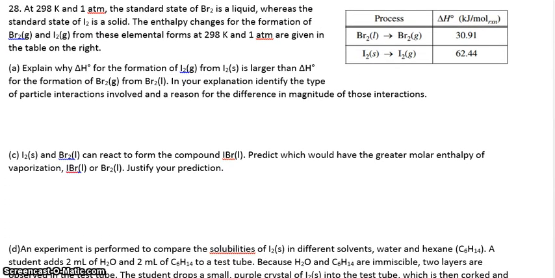Right. So we have ourselves two processes given to us on the right. The standard state of bromine is a liquid, whereas the standard state of iodine is a solid. We know that from the periodic table. Enthalpy change for the formation of Br2 and I2 from these elements are shown on the right. Now this shows us just the becoming a gas in both cases. Notice we begin with liquid to a gas, solid to a gas.